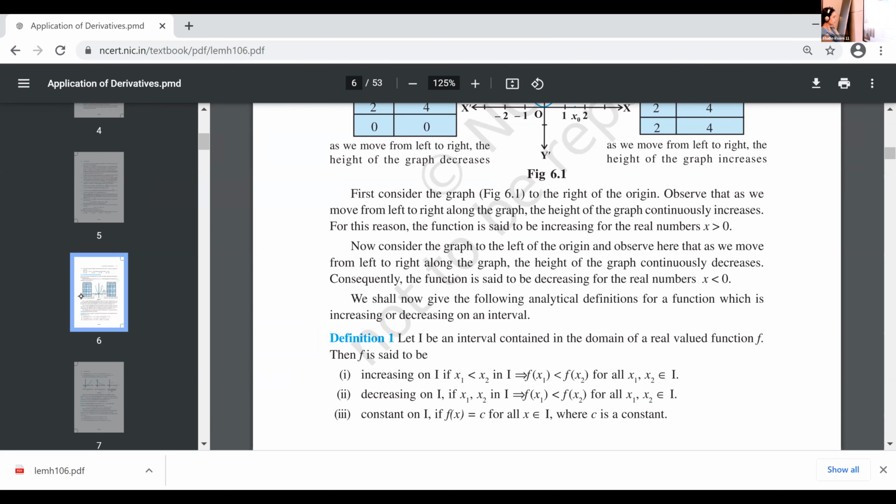F of x1 is greater. Increasing on I if x1 less than x2 implies f of x1 is less than f of x2. And decreasing if x1 less than x2 implies f of x1 is greater than f of x2. For smaller values, okay, I'll write it and I'll show that one, children.